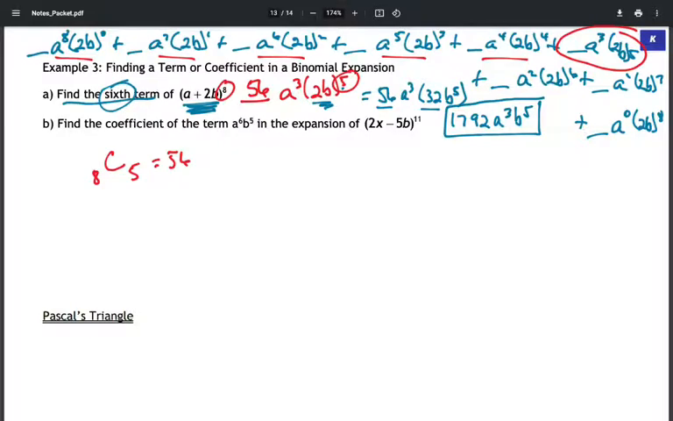All right, let's do another one. So now we're going to find the coefficient. Let me erase all of this.